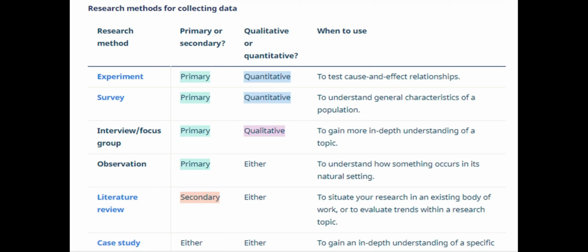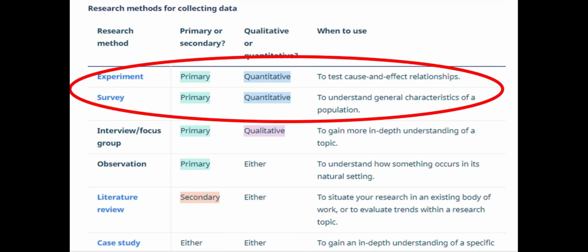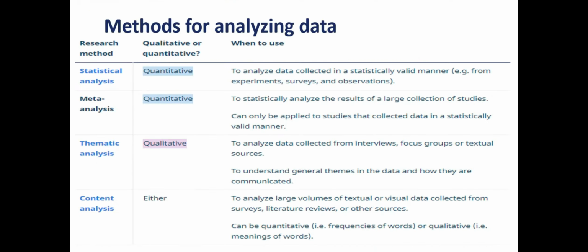Now, here are some research methods for collecting data. So take a look at the first two. These are our focus for today. We have quantitative measurements of data through experiments and surveys. The rest of the research approaches, like interviews, focus group discussions, observations, literature review, and case studies, are the methods or approaches that we use in qualitative research.